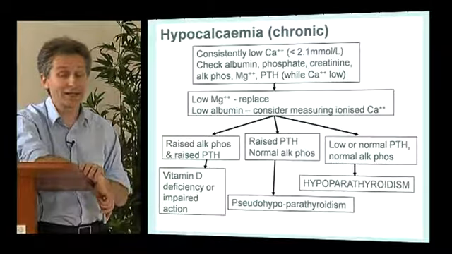Occasionally you see a raised PTH but a normal alkaline phosphatase, and this is because of resistance to the action of PTH. PTH now is the problem, but it's not acting. It's not that it's not secreted, it's not acting. And that is pseudohypoparathyroidism, and that's associated often with phenotypic abnormalities, typically a short fourth metacarpal, short stature, and sometimes with mental impairment.